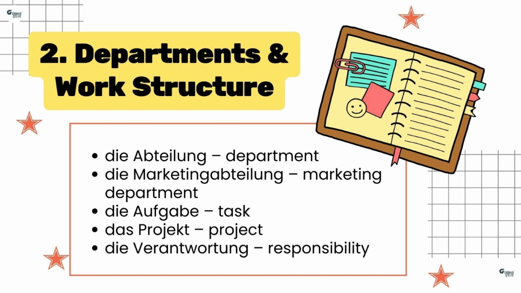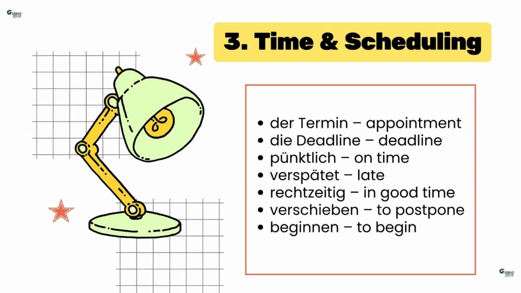Second is departments and work structure. The first is die Abteilung, which means department. Second, die Marketingabteilung means marketing department. Die Aufgabe means task. Das Projekt is project. Die Verantwortung is responsibility.